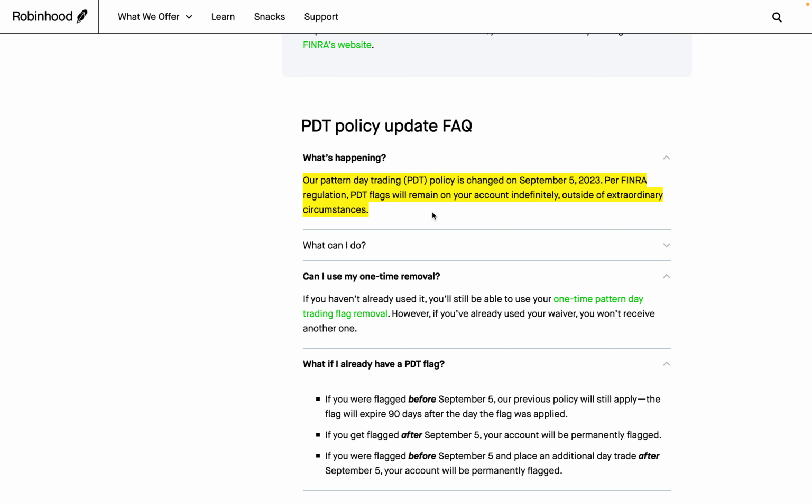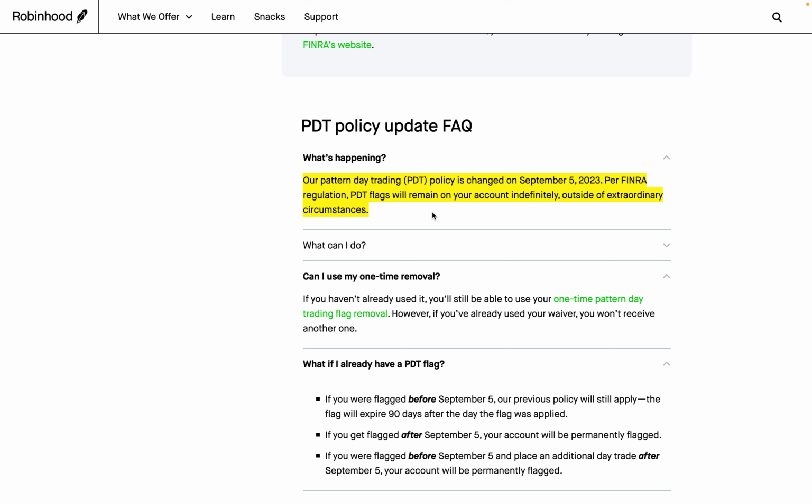Now it's on your account forever, which basically means you're never able to day trade again on that account. You need to get your account portfolio value up to $25,000, or you'd have to switch to a cash account. But again, when you switch to a cash account, you do lose out on a lot of things, and I've talked about that in the past. So that's a pretty big change.